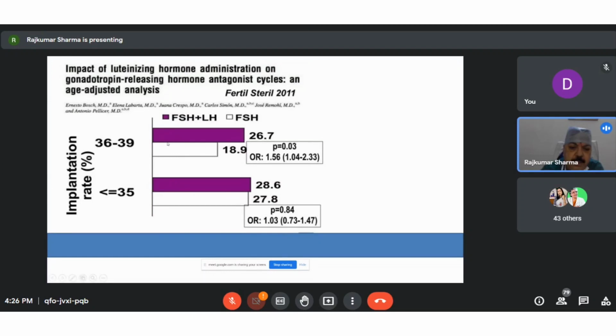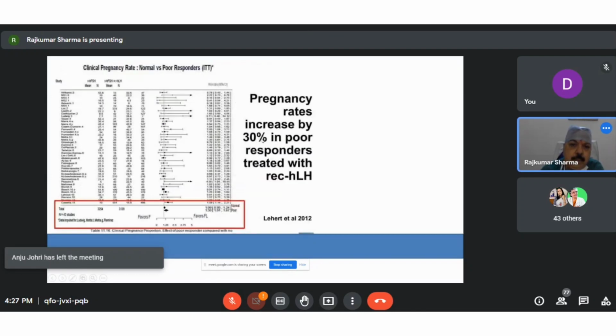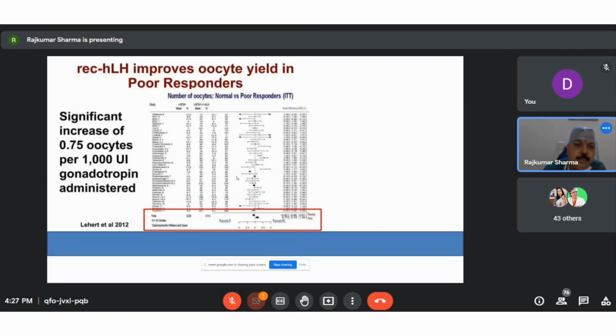However, in women who are more than 35 years, or 36 to 39 years, you find that if you give them only FSH the implantation rate is just 18.9%, and when you add LH, the implantation rate improves to 26.7%. So the pregnancy rate increases by 30% in poor responders when they are treated with recombinant LH along with FSH. Various studies show that poor responders benefit by adding LH.